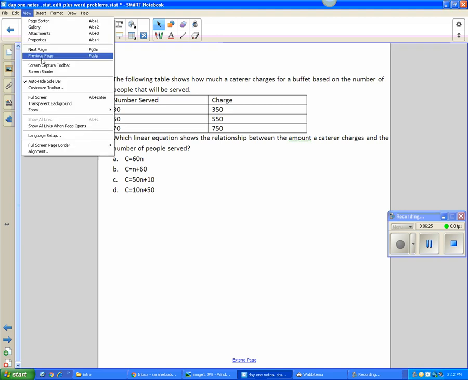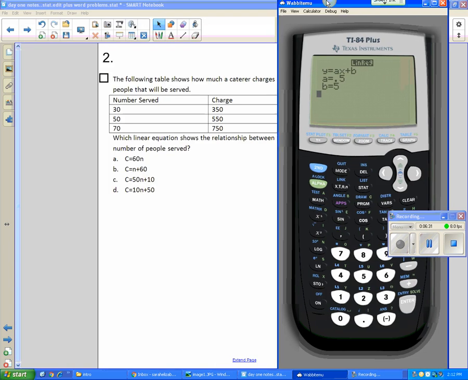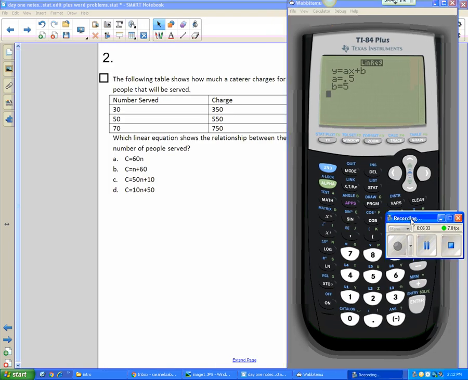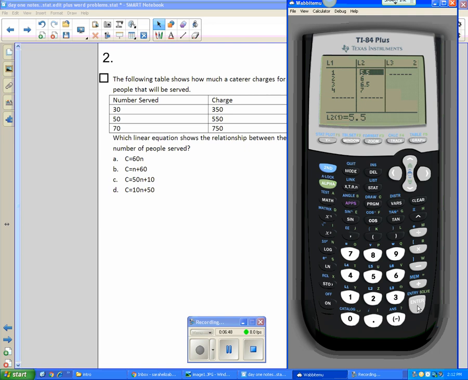Okay, so I'm going to go to my calculator. Everybody do this with me. All right, I'm going to press stat. And the first thing I want to do is edit. So I press enter. And I have to clear those numbers out. So I go up to the top, and I press clear, enter. And then I go over to the other one, and I press clear, enter. You should always have L1 and L2.